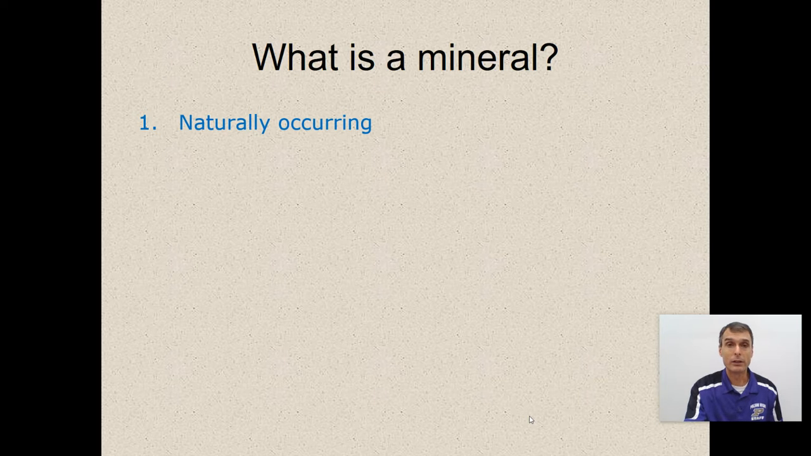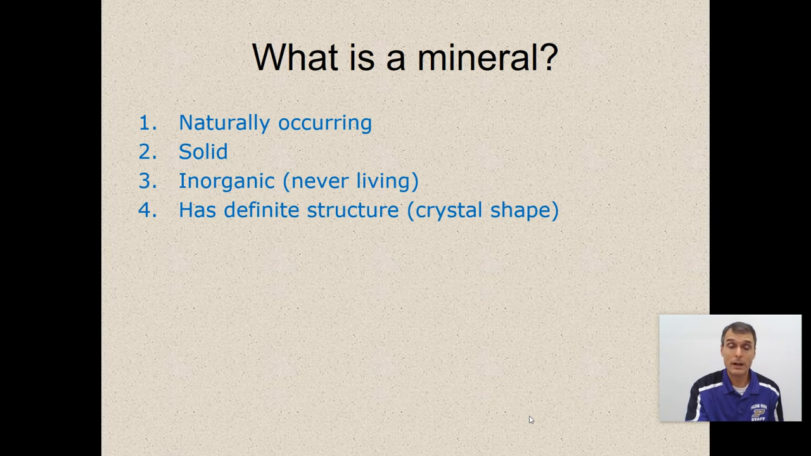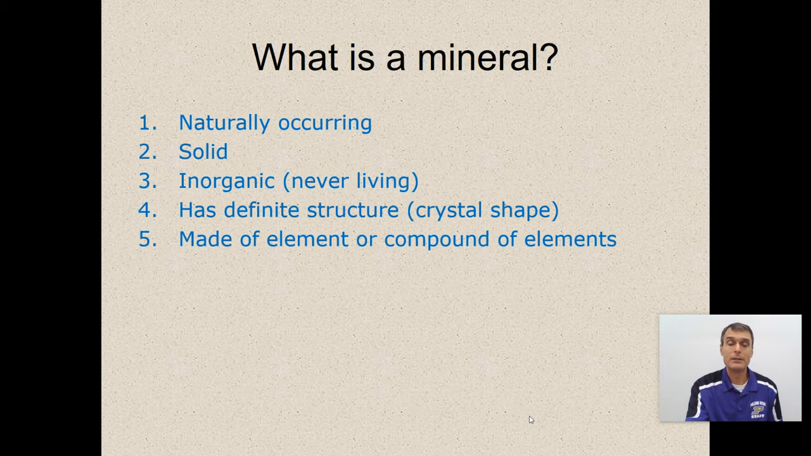Real quick, I just want to run through what exactly is a mineral because some people get confused. It must be naturally occurring, so something like plastic is not a mineral. It must be a solid, so that eliminates things like water. It has to be inorganic, which means it was never living. So that eliminates trees and things like that, or fossils. It has to have a definite crystal structure, a specific shape to it, and it needs to be made of one element by itself or a compound of elements.